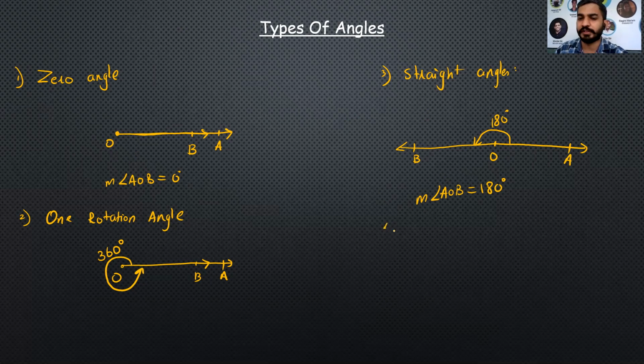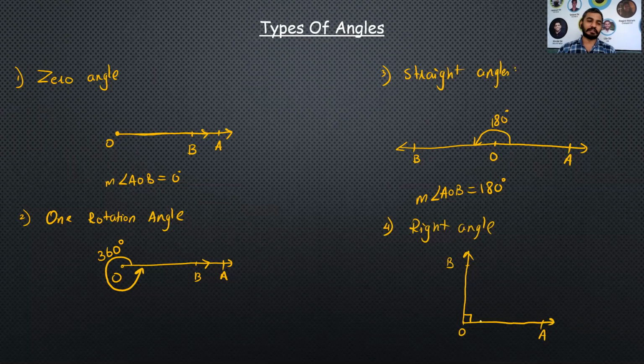And everyone's favorite, that is a right angle. When the angle between your initial arm, that is ray OA, and the terminal arm, that is ray OB, is 90 degrees, such angles are called right angles.